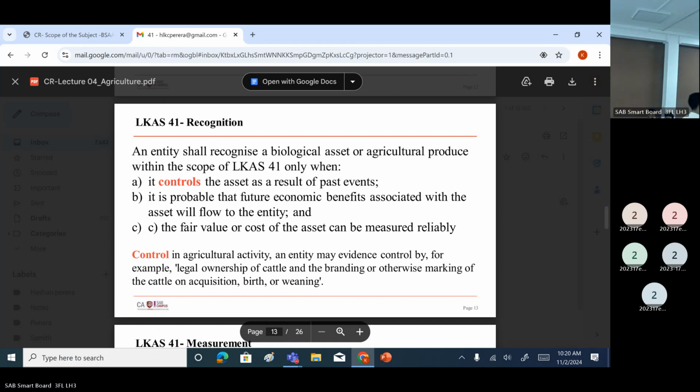Comparatively, those types of decisions can be taken if you are sharp with the theoretical aspect of the standard. Right. That's all about recognition of biological asset.